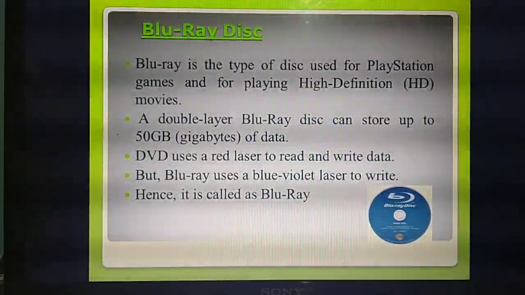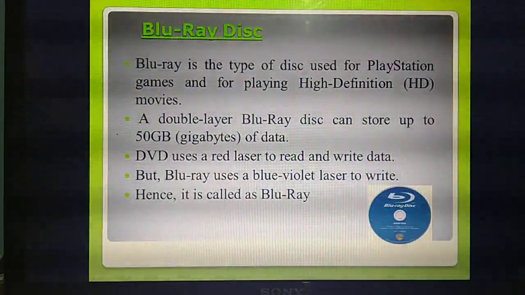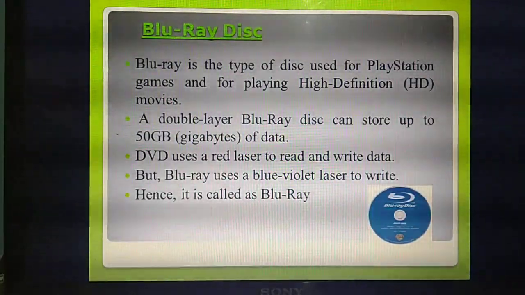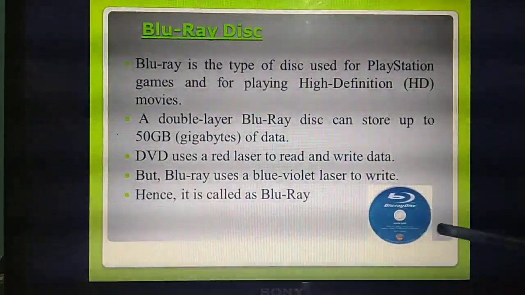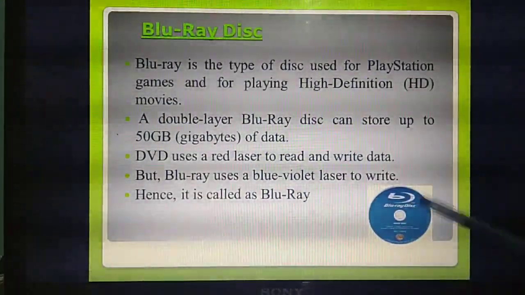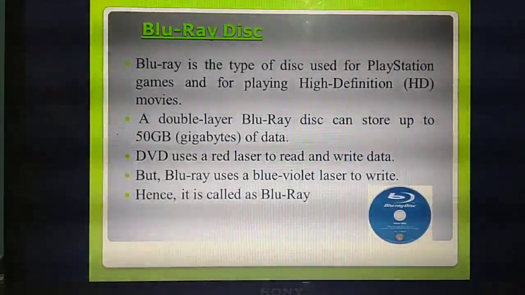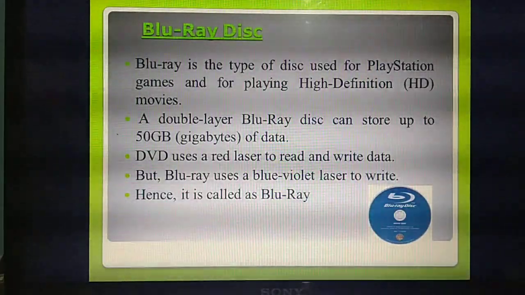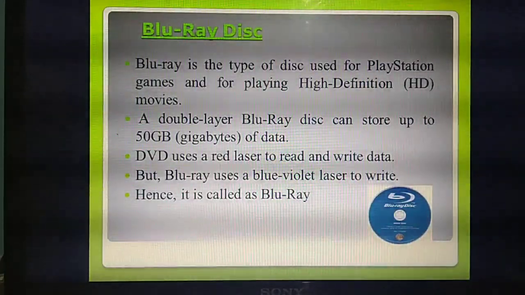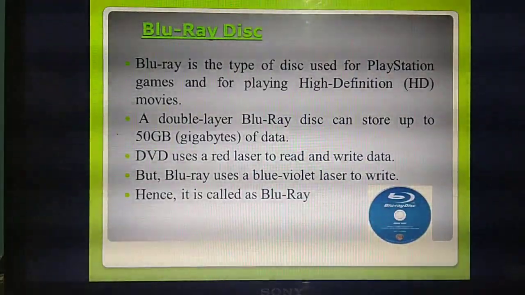What's the next storage device? Blu-ray disc. See this picture. The picture itself you have seen. The disc will look in which color? Blue. Mainly, this Blu-ray disc is used for storing HD games. What does HD mean?